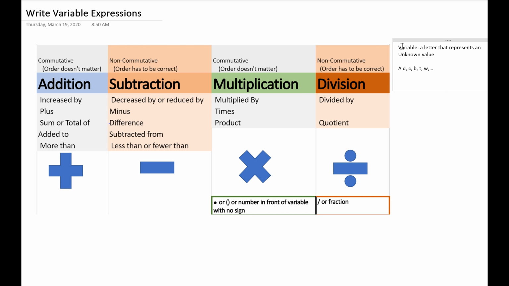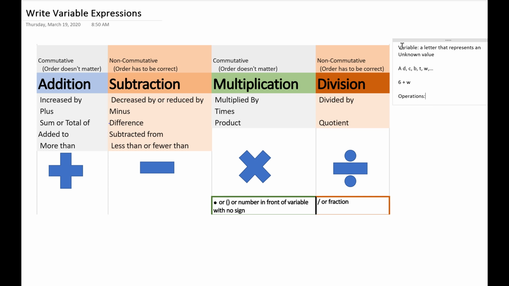the expression. So for example, 6 plus W. That W is unknown. It could stand for 75, in which case 6 plus W would mean 81, or W could stand for 3, in which case 6 plus W would be 9. So we don't know what that W is, so we just leave it as W. It's a variable. It's a letter that represents an unknown value.